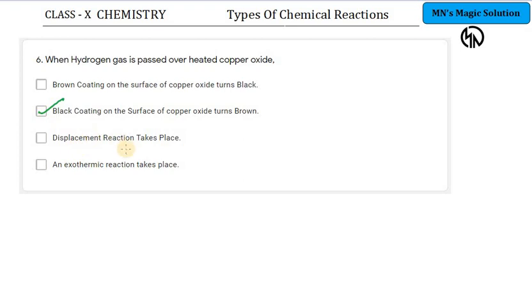Is this a displacement reaction? Obviously no. An exothermic reaction? No. Actually you are supplying heat in the reaction so that the reaction takes place, so it is not an exothermic reaction as well. So out of the 4, only the second one turns out to be correct. Therefore, if this has been marked, then the marks allocated will be 1 for this question.